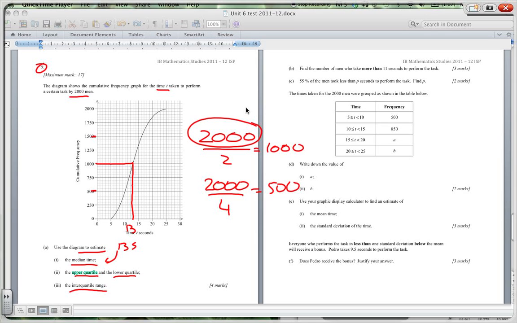So for the upper quartile, I'm going across here, and then going down like that, will give us 16. So our upper quartile is 16, and our lower quartile, 500 going across and down, we have got 10. And our interquartile range would be 16 minus 10, which is equal to 6. So we've got those values there.